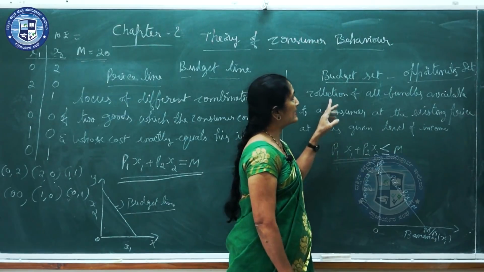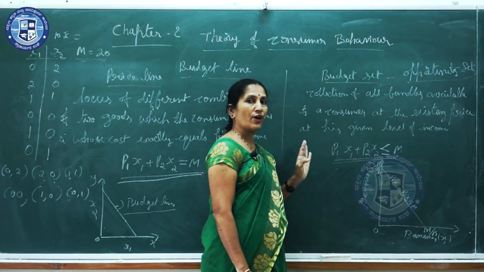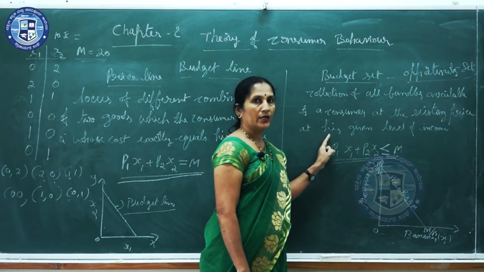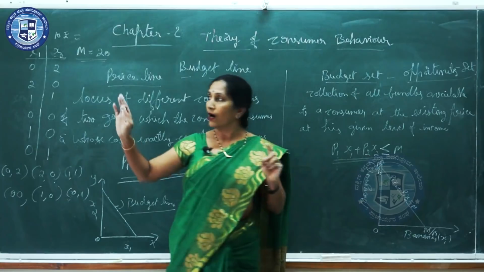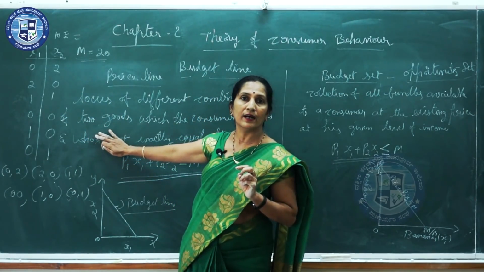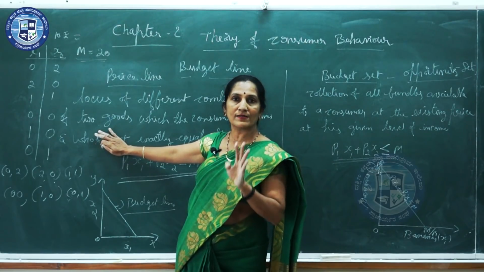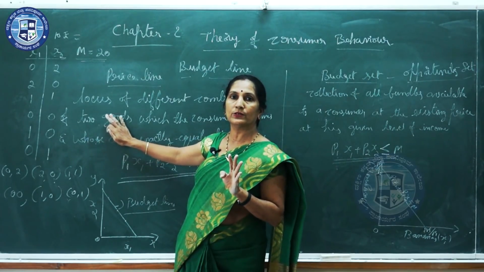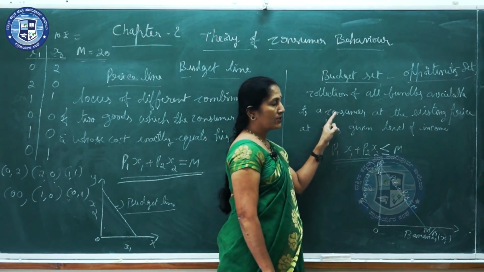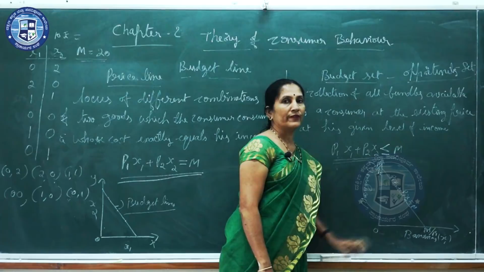That is why budget set means the collection of all the possible combinations of two goods. But here, all the combinations of two goods should be purchased such that the cost is exactly equal to his money income. That's why we can explain the budget set with the help of a diagram.